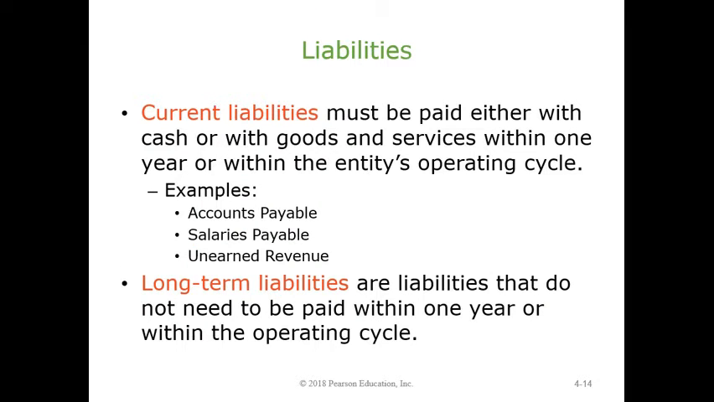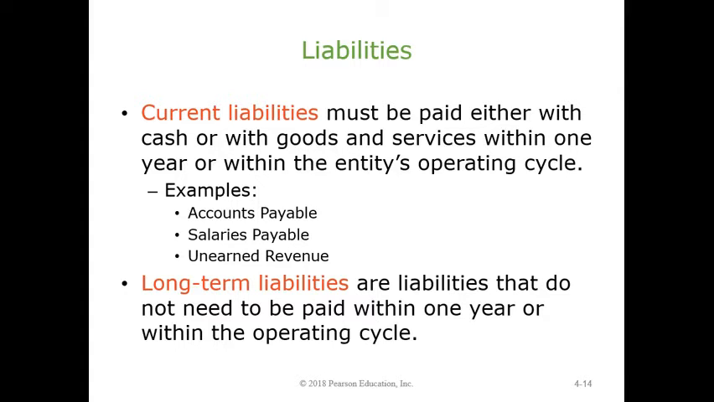Then we move into the liabilities section of our classified balance sheet, and we also separate the liabilities into 2 different classifications. So we have current liabilities and we have long-term liabilities. The current liabilities, much like the current assets, can be paid off within 1 year. So we usually look at the current liabilities as we can pay them off within 1 year. Some examples would be accounts payable, salaries payable, and unearned revenue.